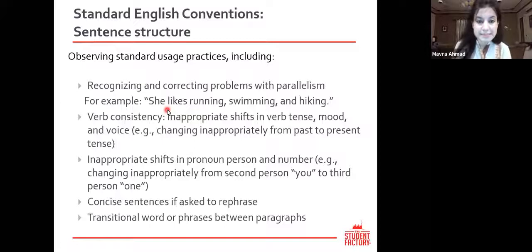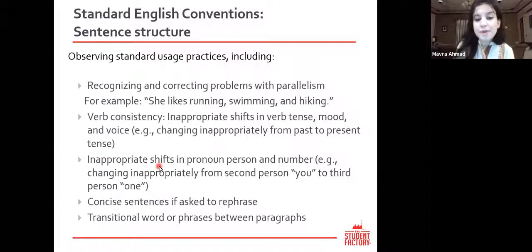Then verb consistency. Inappropriate shifts in verb tense, mood and voice. Once again, verbs जो हैं, they should be consistent throughout the sentence. Changing inappropriately from past to present tense, ये गलती नहीं होनी चाहिए. हमें बहुत केयरफुल होकर पैसेज को रीड करते हुए, कुछ पर्टिकुलर क्वेश्चंस ऐसे होते हैं जिसमें हमें might have to make changes. तो उन ऑप्शंस में हमें ये जरूर देखना है कि tenses जो हैं they are used consistently और हम नहीं switching between the tenses.